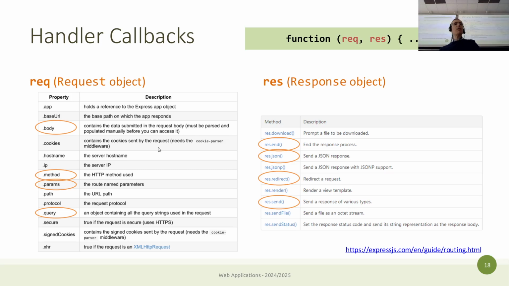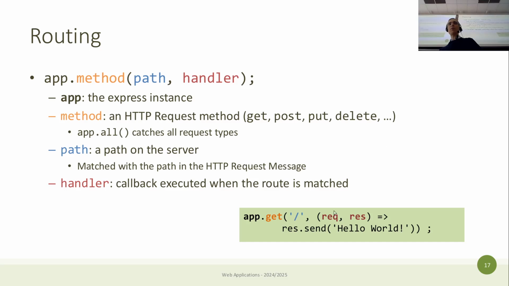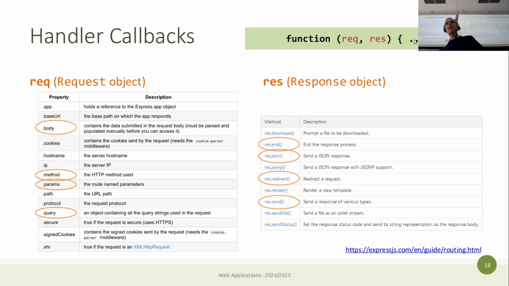Okay? So actually, you notice that we have a function with two parameters, req, res. The previous one was an arrow function, but it's actually the same. And then we write the code. Inside these brackets, we can write code that uses the request object, and in particular, we can use, for instance, the body part with dot body, dot query, and so on.